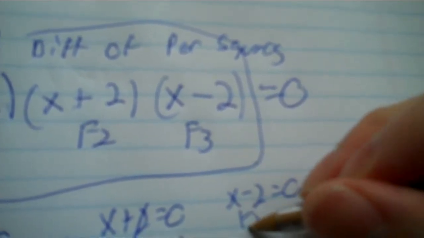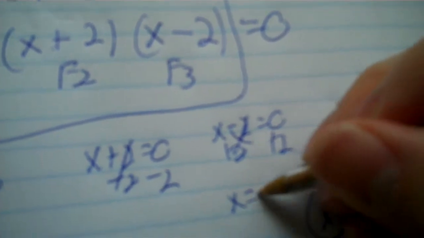Minus 2 is 0. You plus 2, and you get 2. Okay, 0, negative 2, and 2. Okay, last two, number 7.